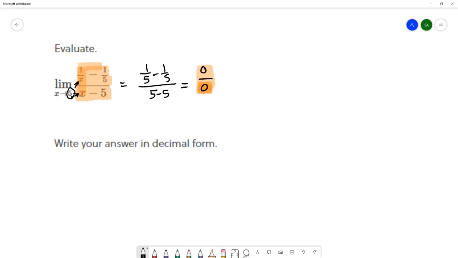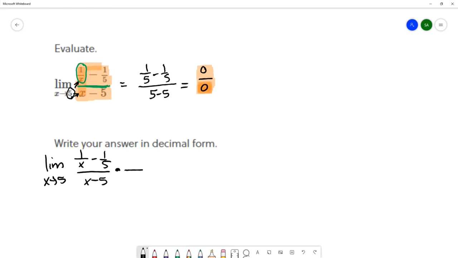So I'm going to rewrite this limit. The limit as x approaches 5 of (1/x minus 1/5) over (x minus 5). Because this is an expression with a complex fraction, which is when you have a fraction inside of a fraction, I'm going to use the strategy of clearing fractions.